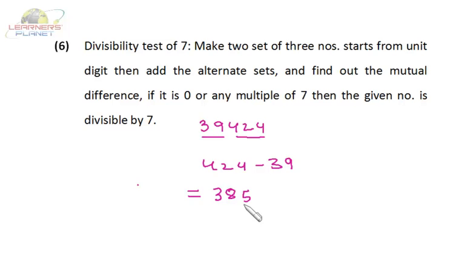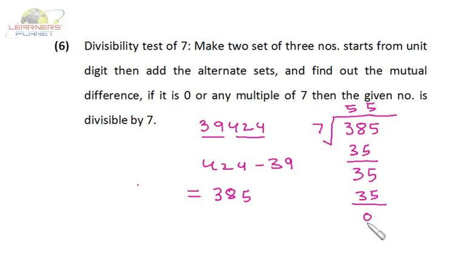Now let's check whether 385 is divisible by 7 or not. So it's 385. I'm dividing it by 7. Now 7 5s are 35. It's 3. Then take 5. Further 7 5s are 35. So I'm getting the remainder as 0. That means 385 is a multiple of 7, and hence finally this number 39424 is divisible by 7. Okay. Now let's take one more example.